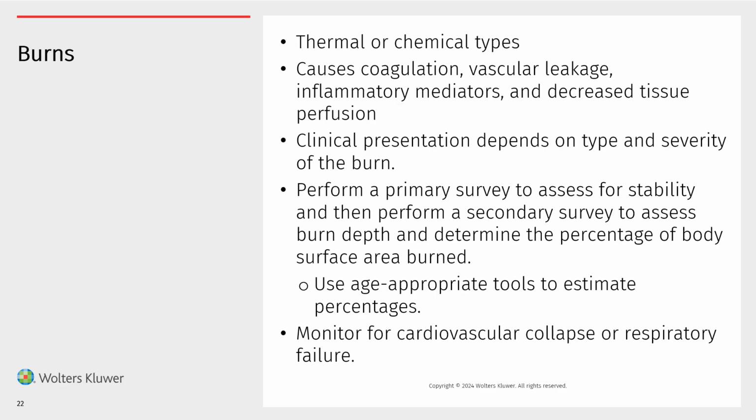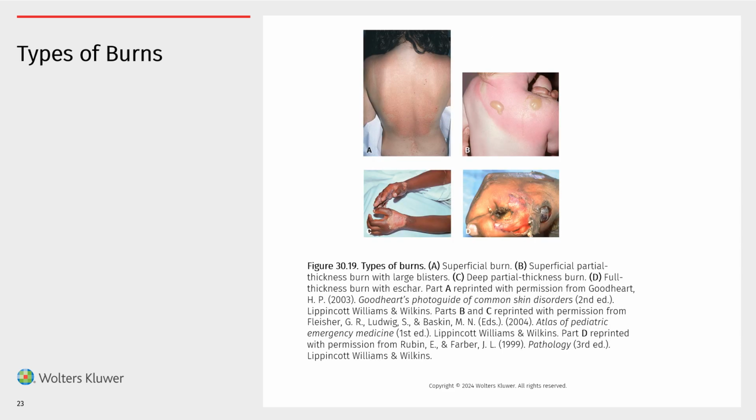Burns, thermal or chemical types. Children should never be burnt. We should protect them from sunlight and getting a bad sunburn. And burns for children and infants usually indicate some type of abuse. Clinical presentation depends on the type and severity of the burn. We do perform primary and secondary surveys on burns in your adult classes. We talk more about that. It's no different for children and infants other than, you know, examining a child or an infant, which is different. And then we monitor for cardiovascular collapse or respiratory problems if there's a severe burn.